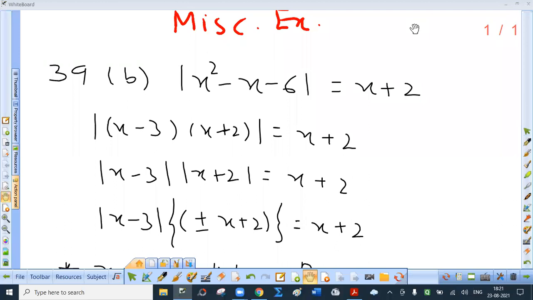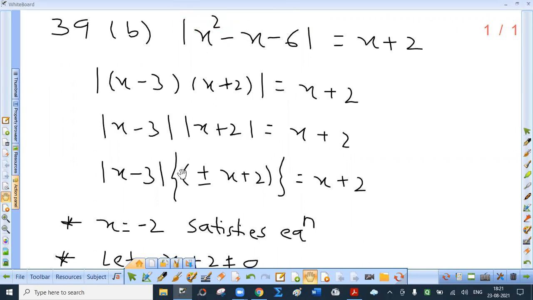39th sum. We have already done A part. Now B part. Mod of x square minus x minus 6 equal to x plus 2. Now what are the factors of x square minus x minus 6? x minus 3, x plus 2. Now modulus of product is product of moduli. Let me explain first. Now what is mod of x plus 2? It is either plus x plus 2 or minus in bracket x plus 2.